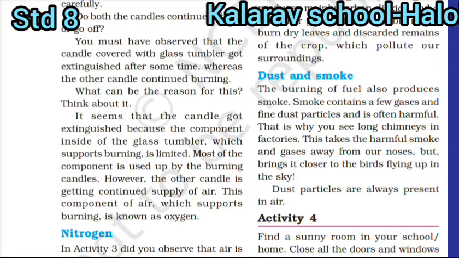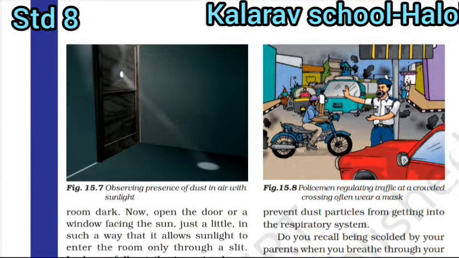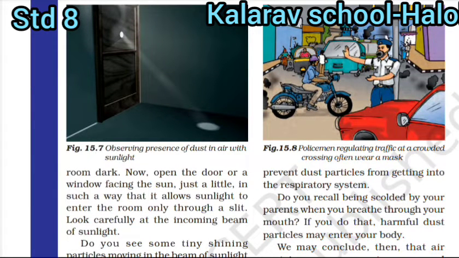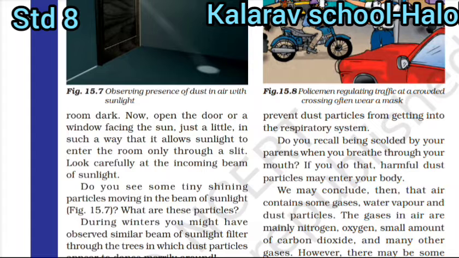particles are always present in the air. Find a sunny room in your school or home. Close all the doors and windows with curtains pulled down to make the room dark. Now open the door or a window facing the sun just a little in such a way that it allows sunlight to enter the room only through a slit. Look carefully at the incoming beam of sunlight. Do you see some tiny shining particles moving in the beam of sunlight?